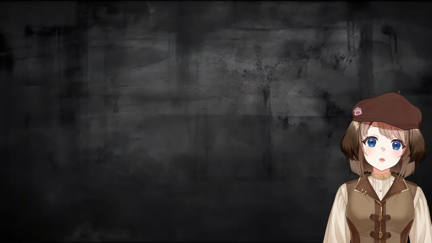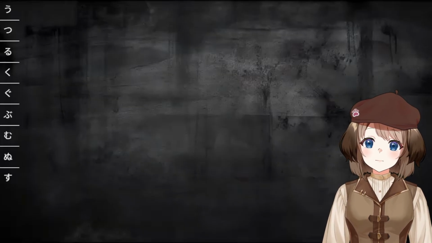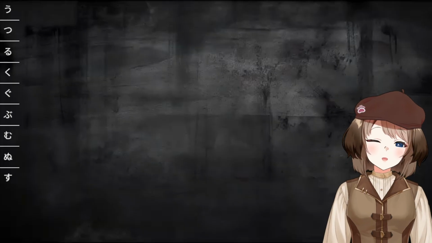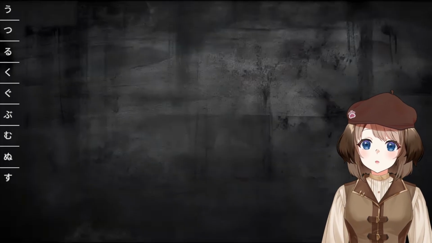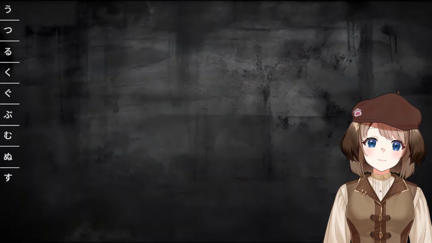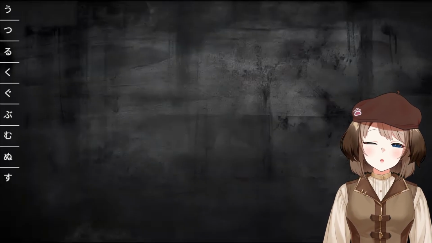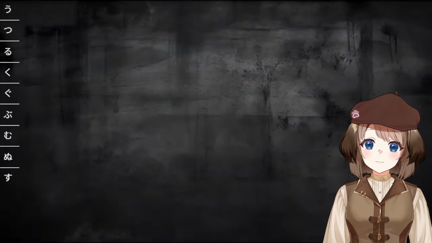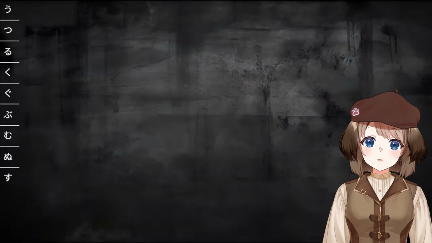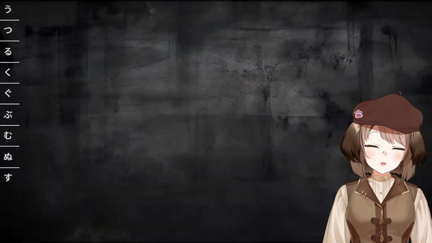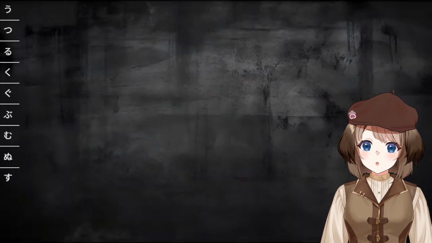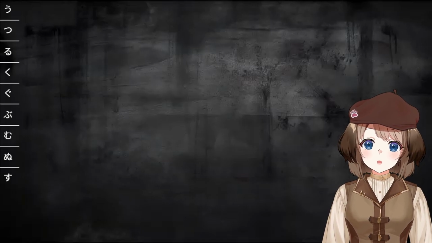Godan verbs come in the following flavors. Godan verbs are going to basically end in any of these syllables: u, tsu, ru, ku, gu, bu, mu, nu, or su. Notice, obviously, that all of these end in an U vowel sound, and that's because all dictionary verbs end in an U sound, of course.